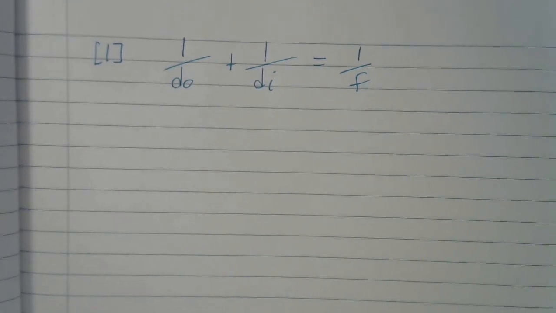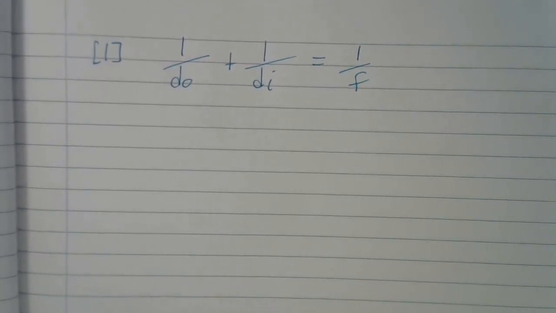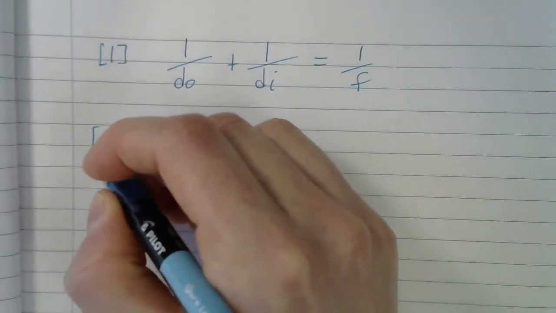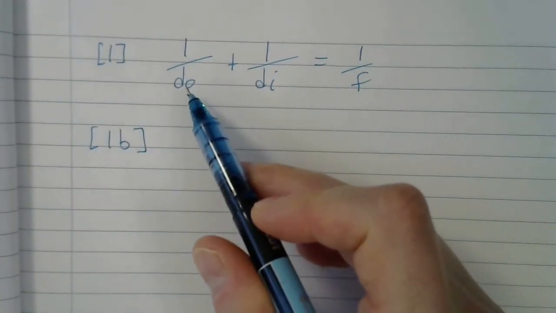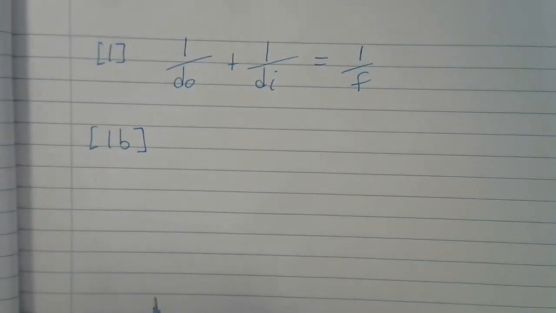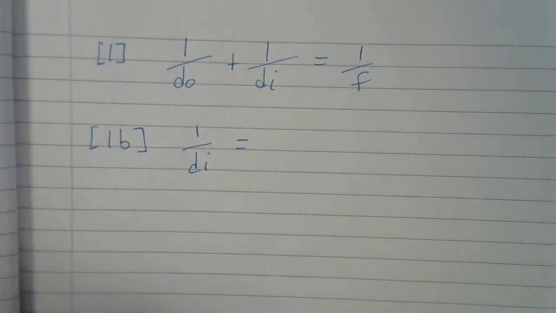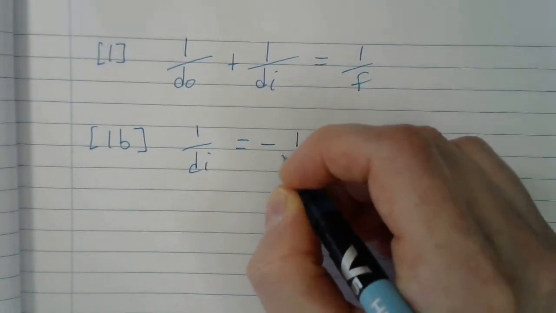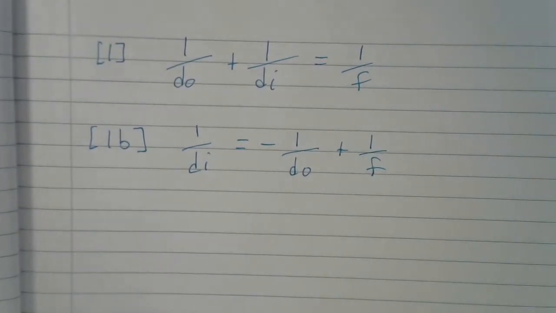But we can use the linearization technique that we learned in physics 1101 or 1120, and we can rearrange this equation and compare it with the equation of a line. So we have our equation 1b, which has moved 1 over dO to the other side of the equation. So we have 1 over di is equal to negative 1 over dO plus 1 over f.